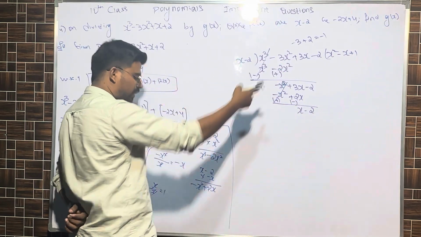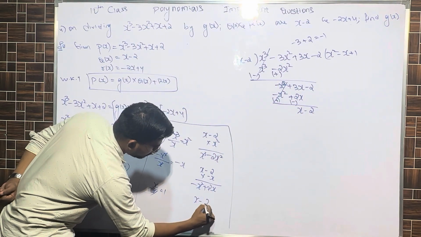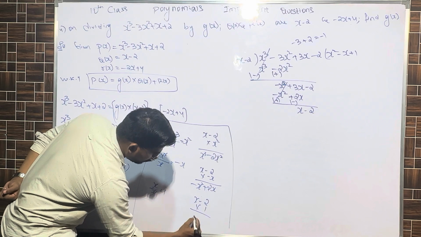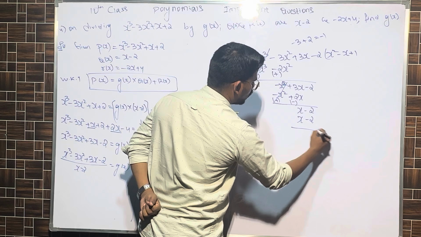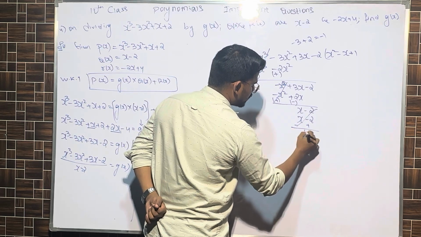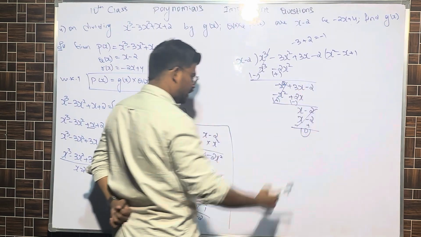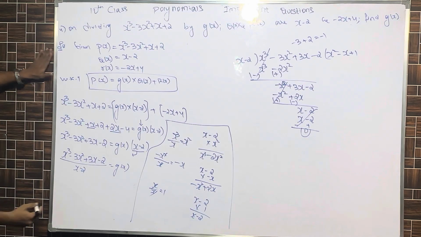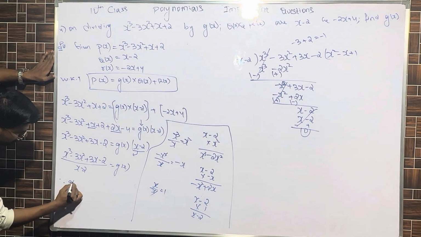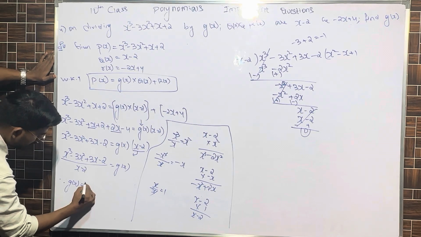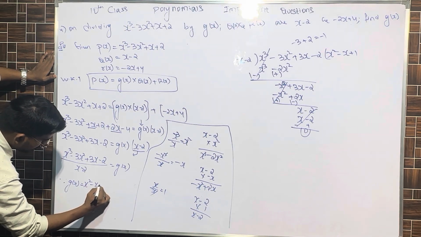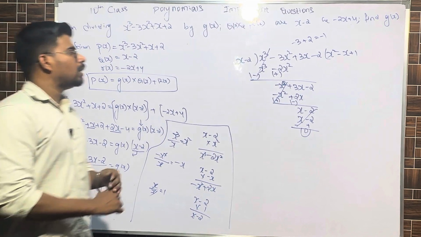Multiply x minus 2 by 1. x minus 2 into 1, 1 into anything is the same, x minus 2. Minus plus cancel, 0. So, the value which you got here, that is nothing but the value of g of x. Therefore, g of x is equal to x square minus x plus 1. I hope this is clear.